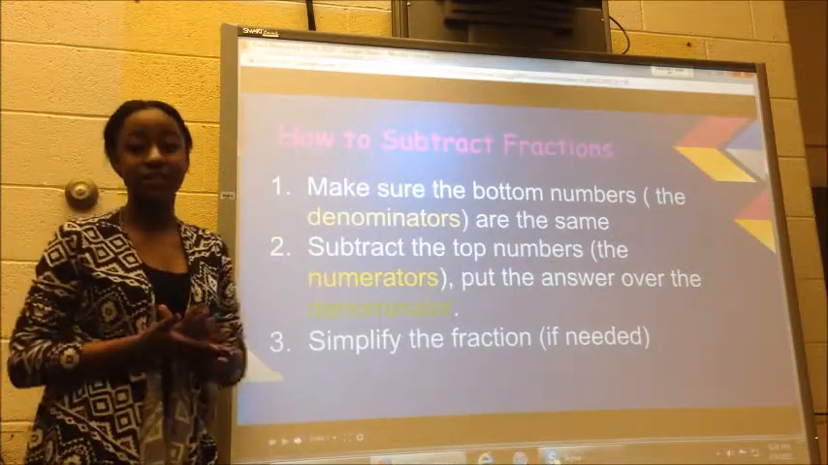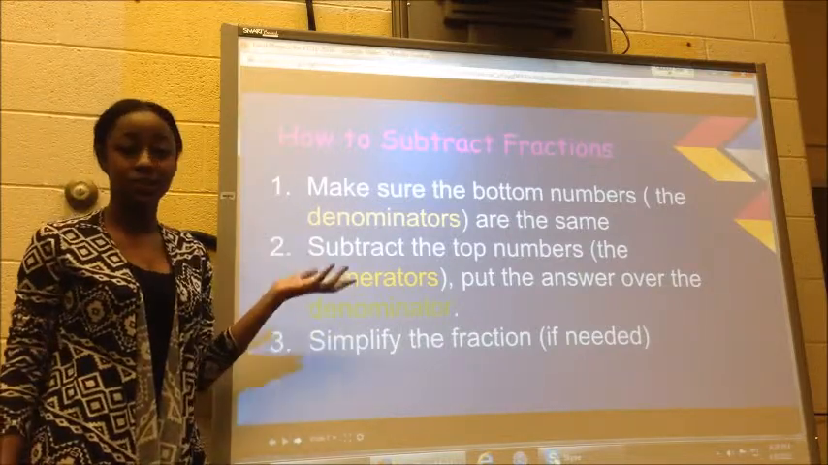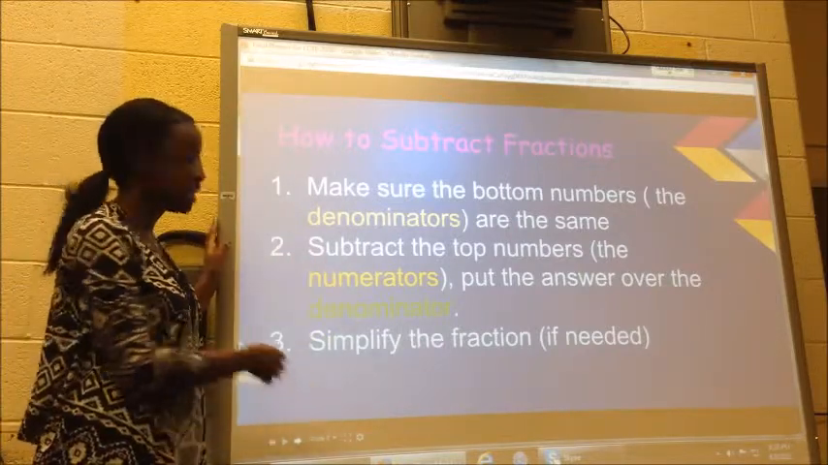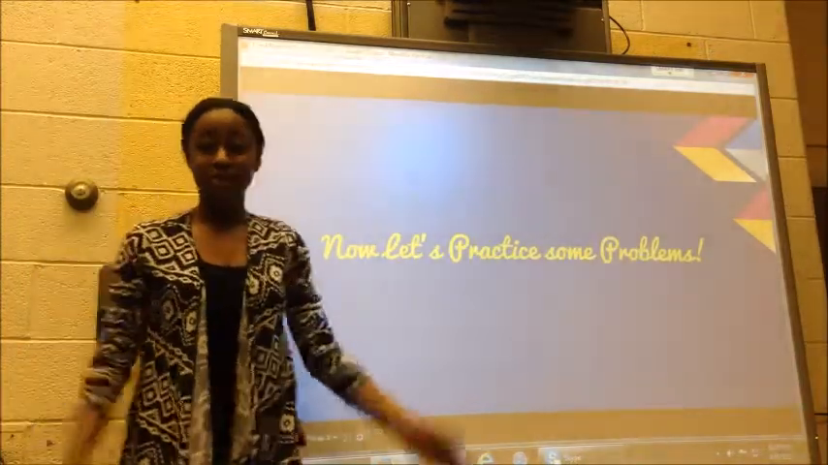For subtracting fractions, it's the same process. Instead, you're going to subtract the numerators, which are the top numbers, and then simplify if needed. Now we're going to do some practice problems.